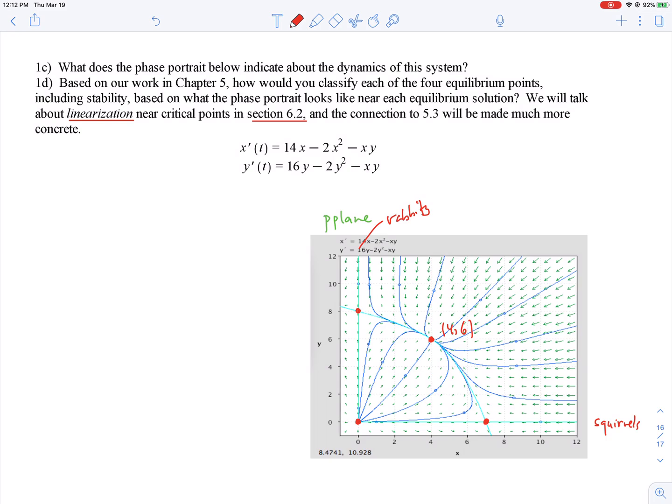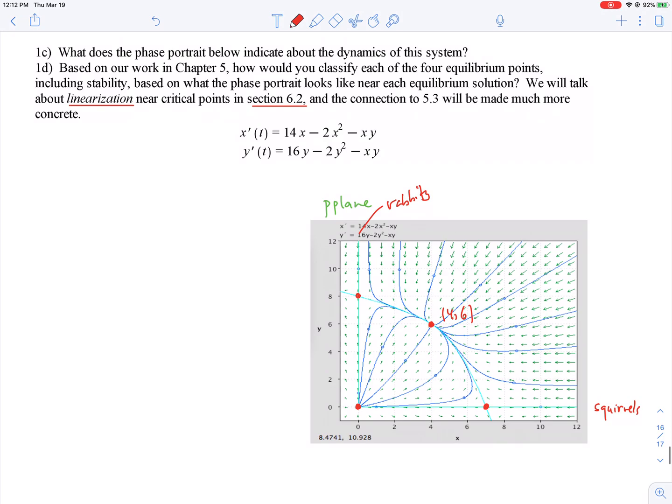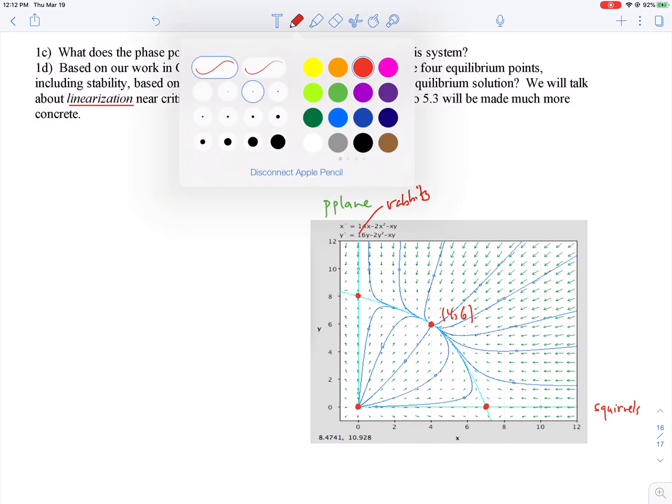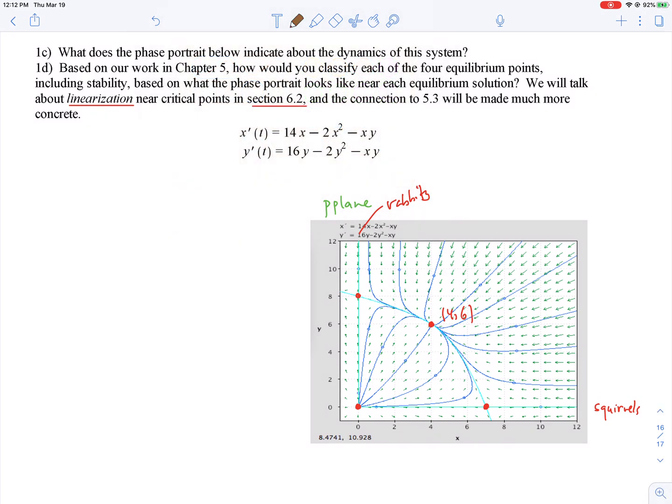But right now, we can just look at the picture and guess about the stability of these 4 equilibrium points. So 0, 0. Well, if we look at that picture, all the arrows are shooting out away from the origin, and all solutions that start close to the origin do not stay close to the origin. And so this is unstable.